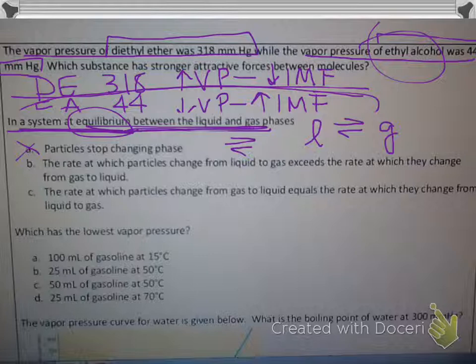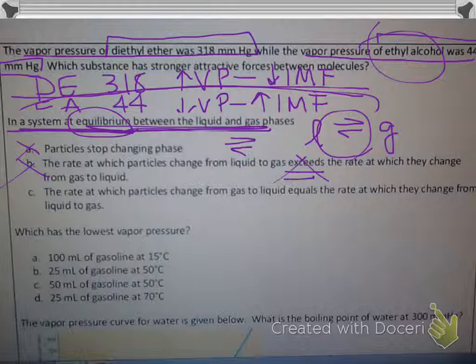Let's read the second one. It says B. The rate at which the particles change from liquid to gas exceeds the rate at which they're converted from gas to liquid. Does the rate in one direction exceed the rate of the other direction? No. At equilibrium, it means that the rates of exchange are equal. So B is not correct either, because exceeds is not correct.